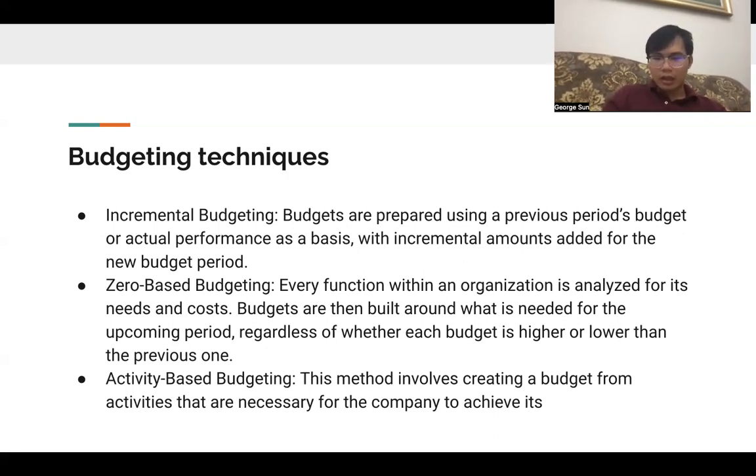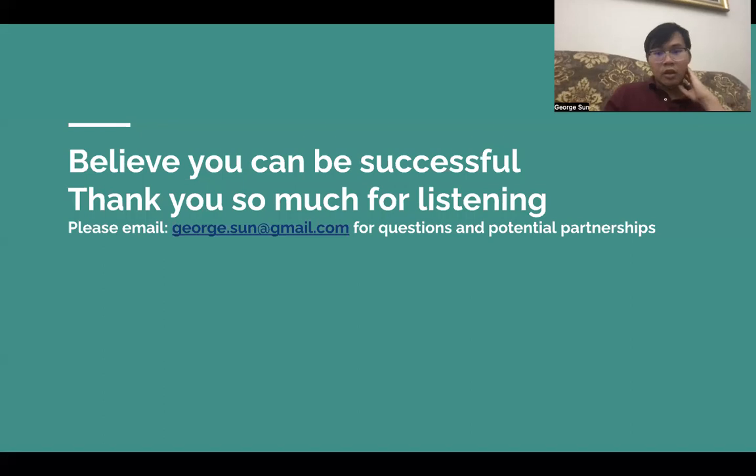Activity-based budgeting involves creating a budget based on activities for companies to achieve their potential. I really like this one because the activity base shows that if I do XYZ things, my budget is sufficient. I won't require more budget, unlike the first one, because I don't know how much money I'm going to need if I'm starting a new sector. So these are basically the basics.